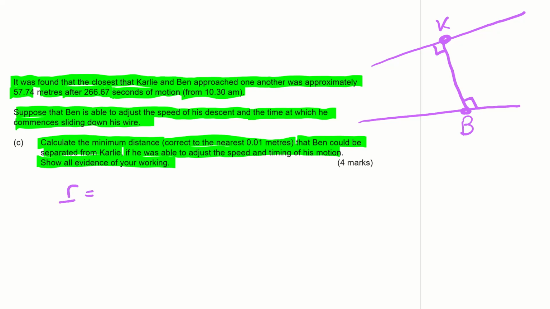So my initial thought is that what we want is the shortest distance between the two zip lines, assuming that Carly will be here at some point and that Ben can adjust his speed so that he's here at the same time. Given that Ben can vary the time at which he leaves, we can use different parameters for the lines that they go along.